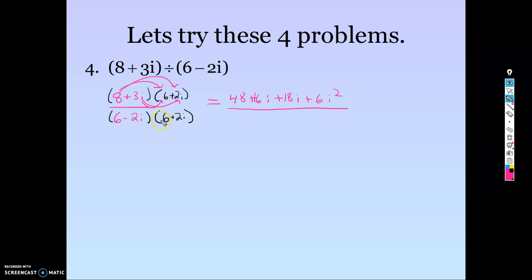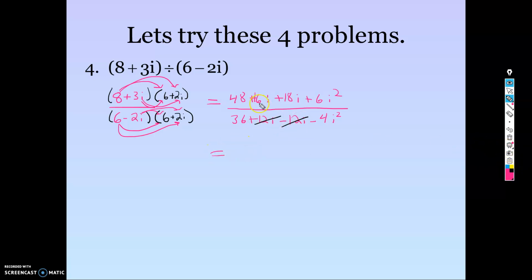The bottom, notice this is a difference of squares. Okay, but we'll multiply it out, but you'll see the middle terms will end up canceling out. So we go 6 times 6, 36. 6 times 2i, plus 12i. Negative 2i times 6, this will be minus 12i. Negative 2i times positive 2i, that'll be negative 4i squared. Okay. If we look at the denominator, plus 12i minus 12i, those guys blow out.